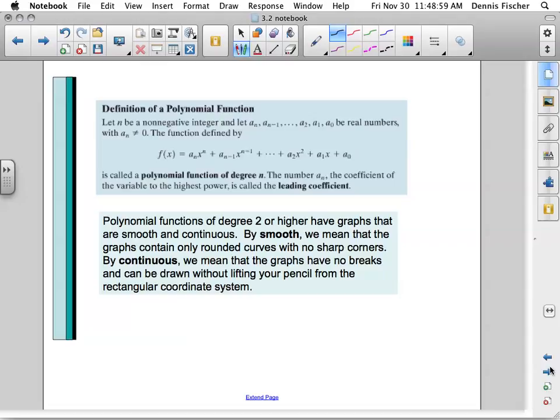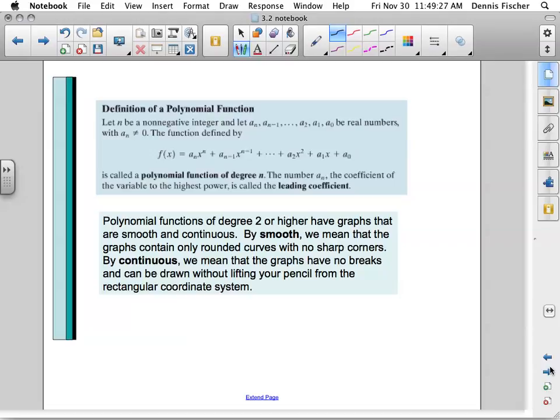And it says, let n be a non-negative integer, and let a sub n, a sub n minus 1, and so on, be real numbers, and a sub n cannot be 0. The function defined by this equation is called a polynomial function of degree n. The number a sub n, the coefficient of the variable with the highest power, is called the leading coefficient. Now that's the definition from the book.